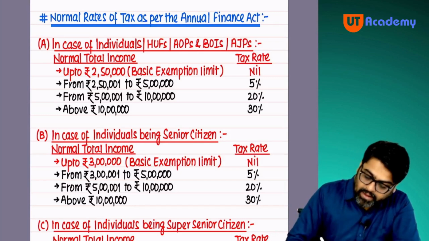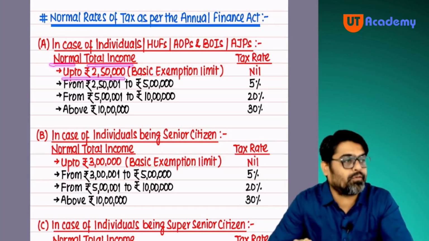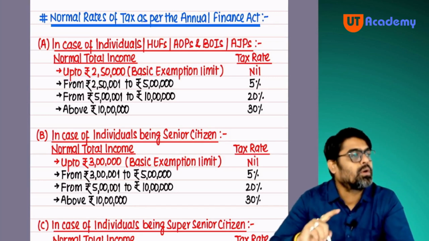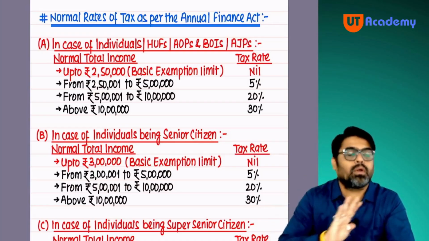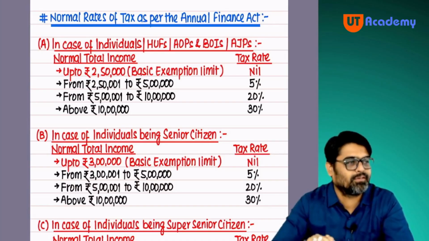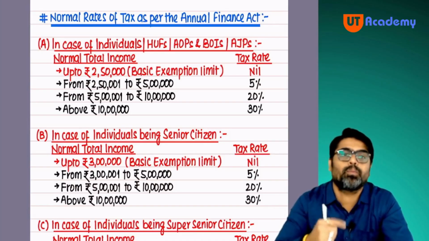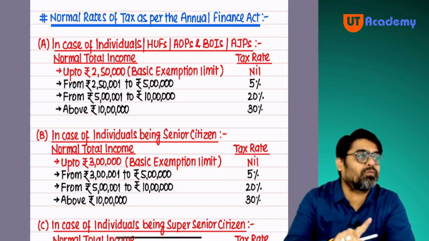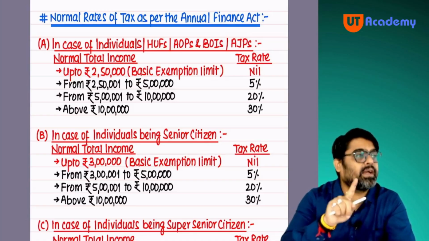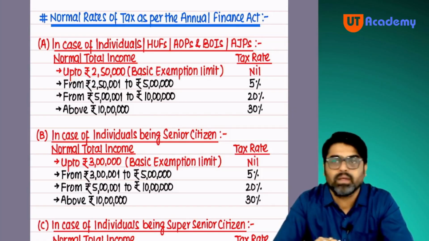If the normal total income is up to 2,50,000, on that amount you are not supposed to pay any tax. Zero tax. So up to 2,50,000 of your normal total income, will you pay any tax? That 2,50,000 is known as the basic exemption limit. What will you call it? Basic exemption. Yes or no?